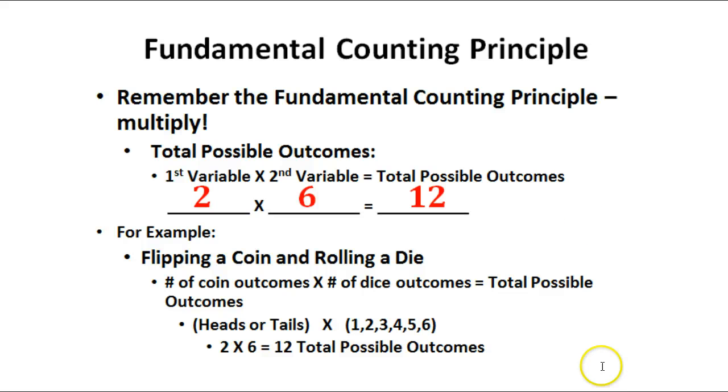This would be the same thing if we went and listed each one of them out. If we did the tree diagram, we'd get the same answer, but it's a lot easier if we can just multiply these 2 together.